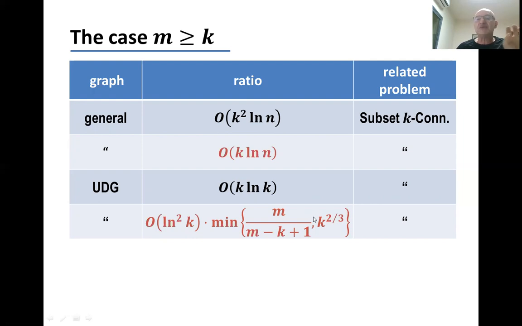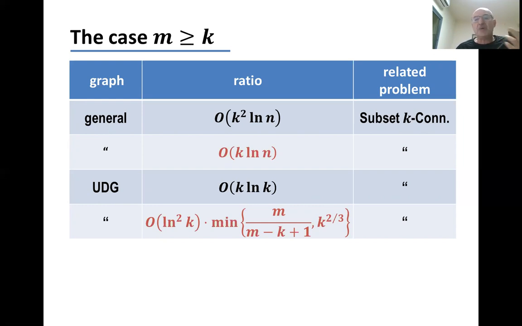On the other hand, if m is very close to k, the expression in the brackets is at most k to the power of 2 over 3. So it still improves the previous ratio k ln k, because we get a sublinear ratio, which is k to the power of 2 over 3 times ln squared k. So the improvement is roughly always to a sublinear ratio, the first sublinear ratio. And in addition, when m is not too close to k, we get a log square ratio.